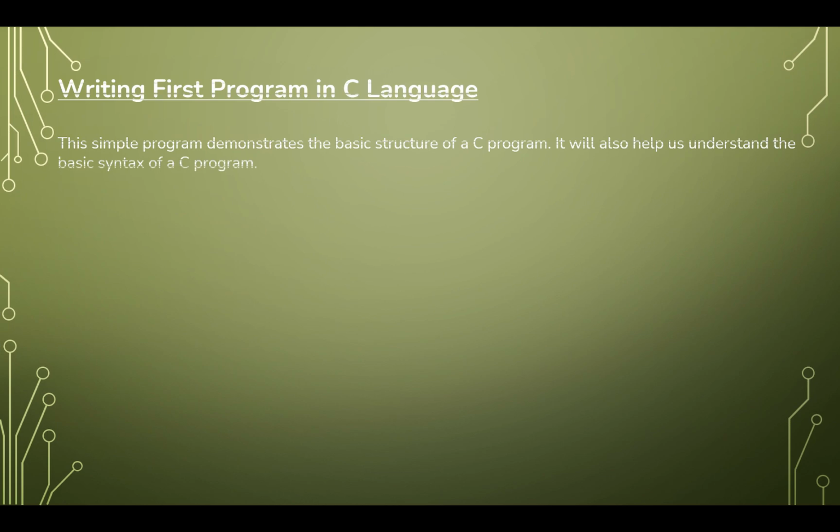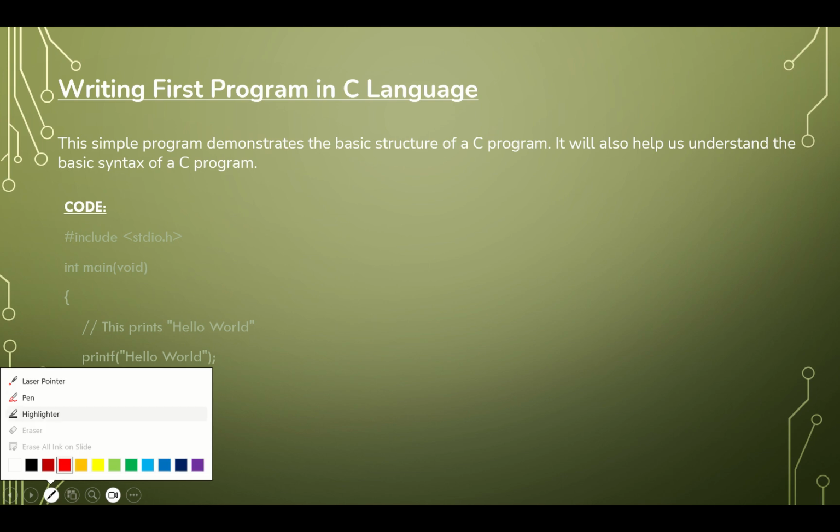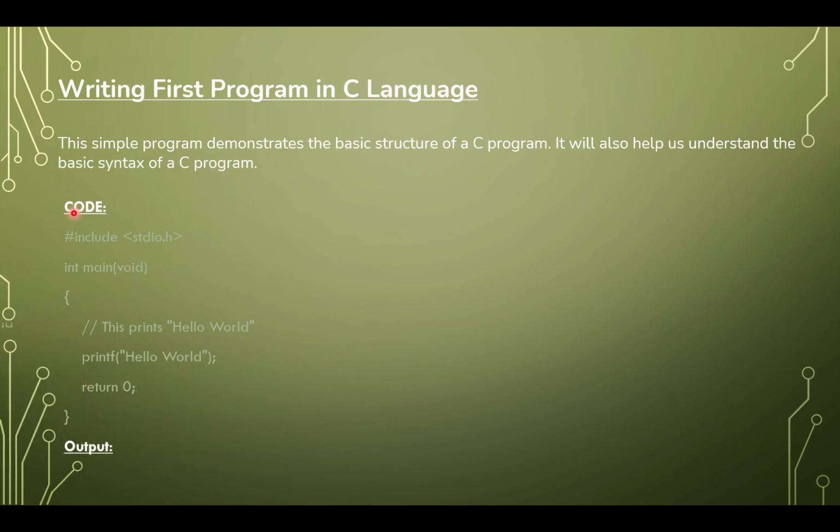Now next we come to the structure of a C program. This simple program demonstrates the basic structure of a C program. It will also help us to understand the basic syntax of a C program. Now here you can see the #include <stdio.h> part, where stdio is a header file. Now there are lots of header files like math.h, stdlib.h.